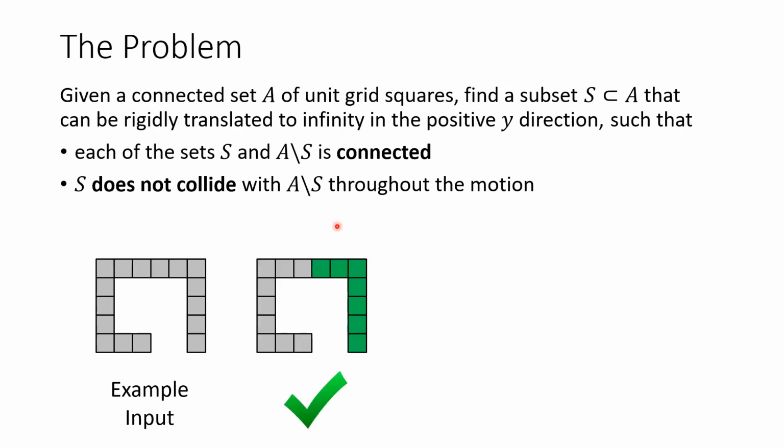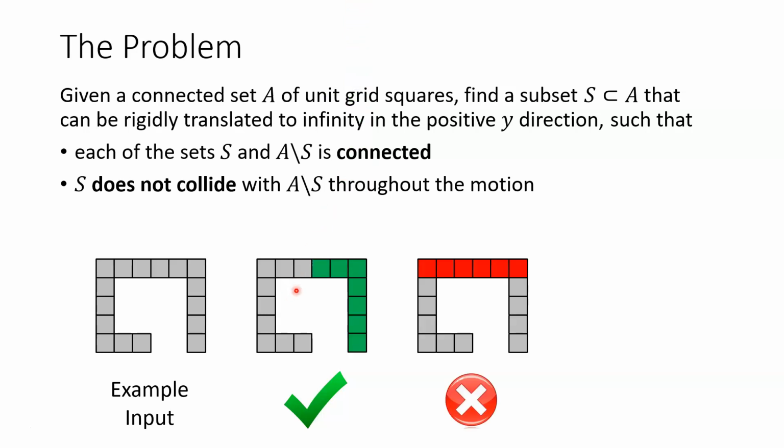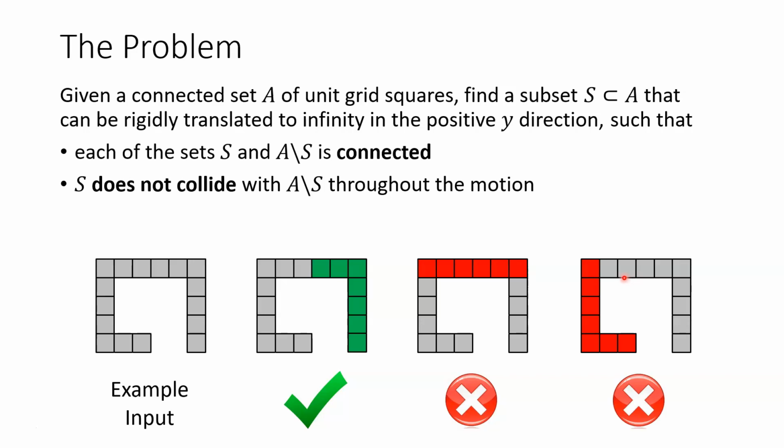So let's look at a valid solution here. The green set of squares is a valid choice for S because we may translate it upwards to infinity, and each of the sets that we have here is connected. On the other hand, this red set of squares is not a valid choice for S because the complement is not connected. We have these two connected components here. And finally, this is also a bad choice for S because we would have a collision between the red set of squares and the other square.